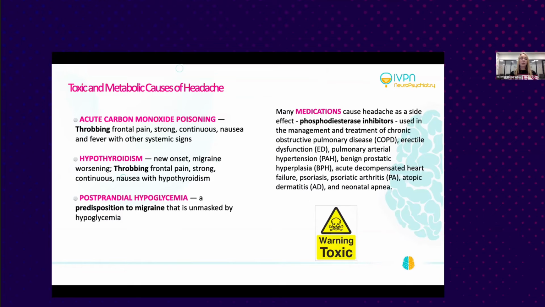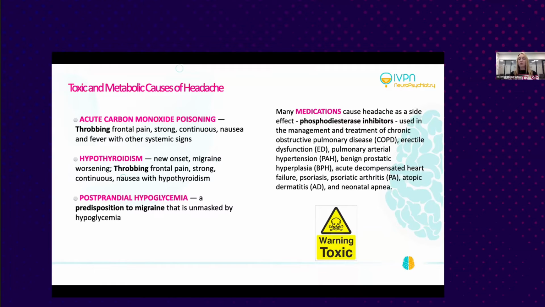As for some other reasons, maybe we should just think of acute carbon monoxide poisoning, hypothyroidism, again, throbbing headache. And then there is something like, maybe you can think of your patients that if they have postprandial hypoglycemia, they will be predisposed to migraine. So go and check the blood sugar levels and maybe the HbA1c as well.